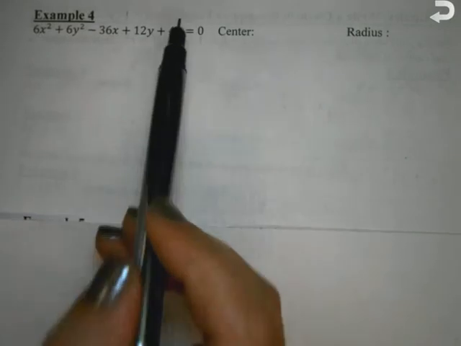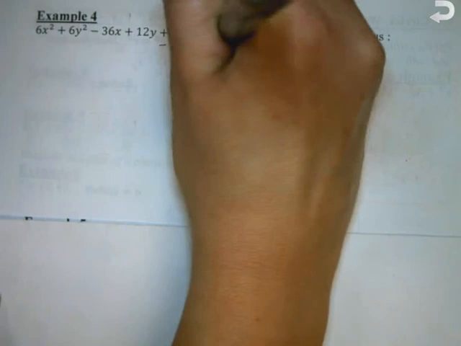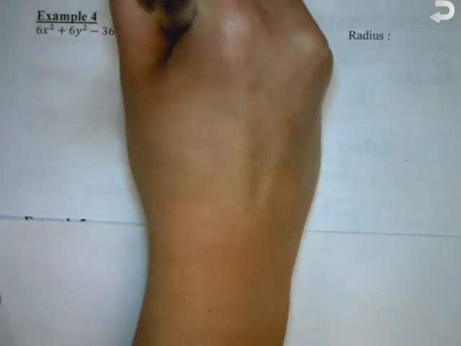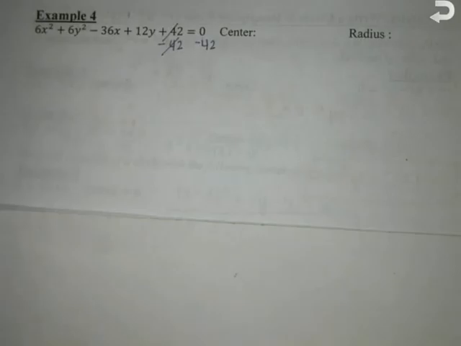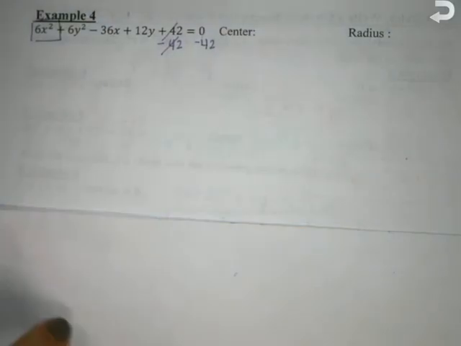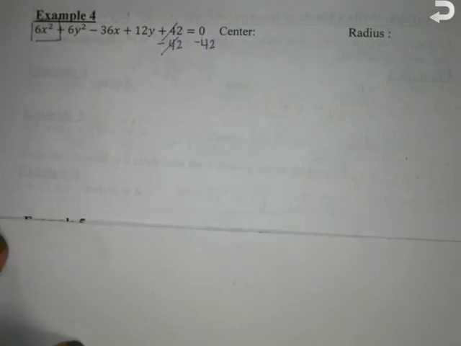Move it to the other side. And then how do we want to group these? Are you guys okay if I do these 2 steps in the same one? Yeah. Okay, how do we want to group this? We have a 6x squared grouped with a what? Negative 36x. Good job, negative 36x. So let's write that. 6x squared minus 36x plus blank.